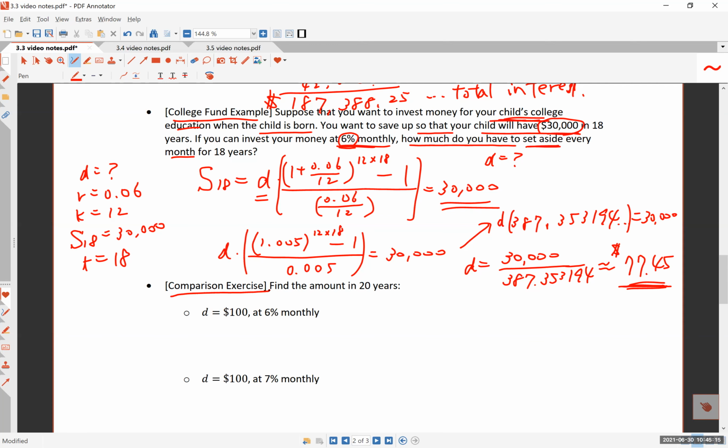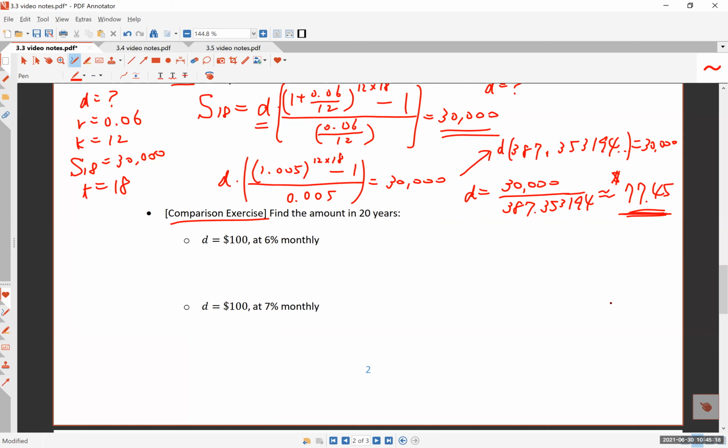Okay, finally, let's compare the two scenarios. I want you to see what difference a small percentage difference in the APR makes. Let's say you're going to invest $100 every month. K is of course 12 in both of these cases because it's monthly, and so R is different, right? So here for 20 years, T is 20.